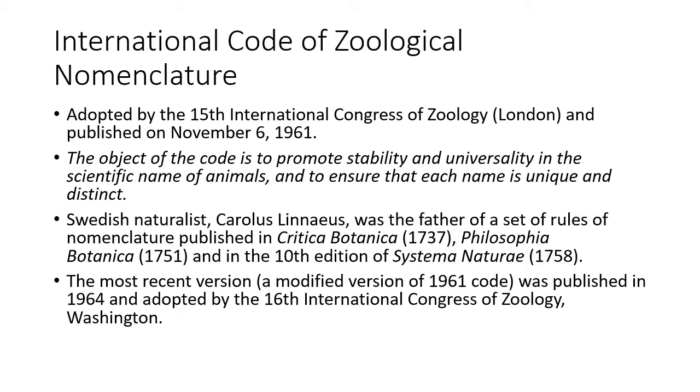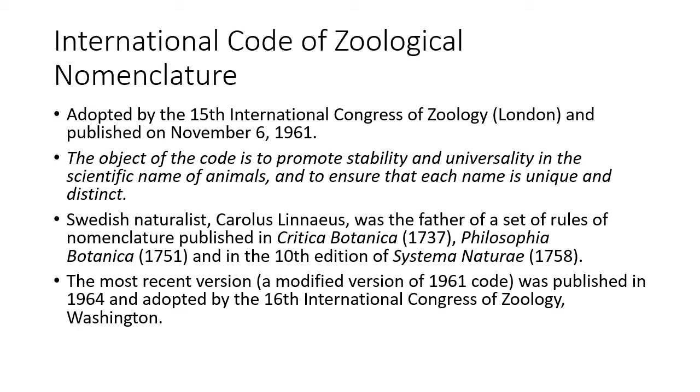Right. So this International Code of Zoological Nomenclature was first adopted in the 15th International Congress of Zoology that was published around 1961. फिर इसको modify किया गया. This code was modified in 1964 by the 16th Congress, and that is the most recent version that's used. Now, the object of having this code is to promote stability, universality in the scientific name of animals, and to ensure that each name is unique and distinct, right? So let me list the key words that are used here and that you should also learn: stability, universality in the scientific name, and each name should be unique and distinct.